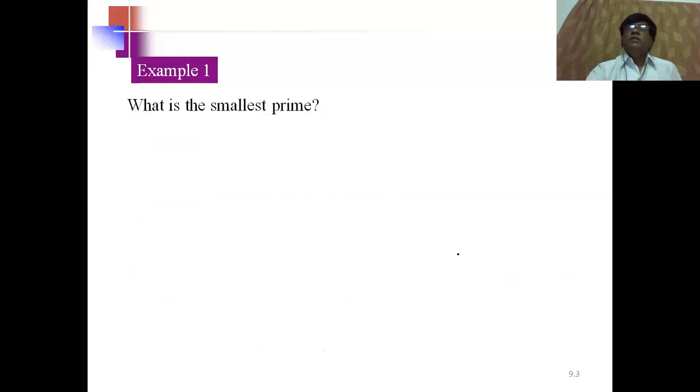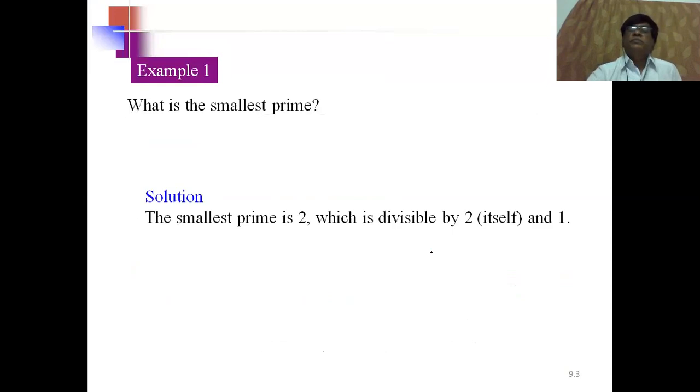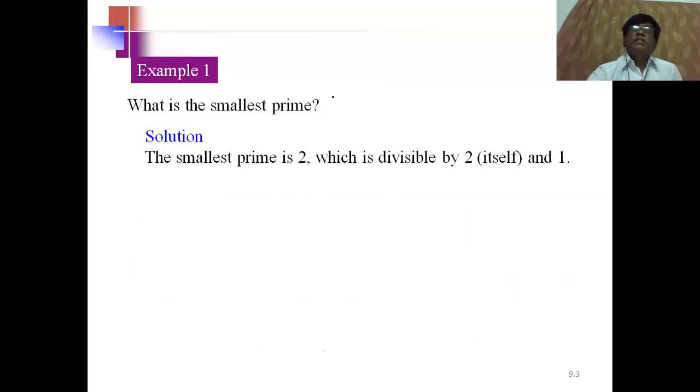Now, what is one of the questions? What is the smallest prime number? Generally, the smallest prime number is 2. The smallest prime number is always 2, which is divisible only by 2 itself and 1.